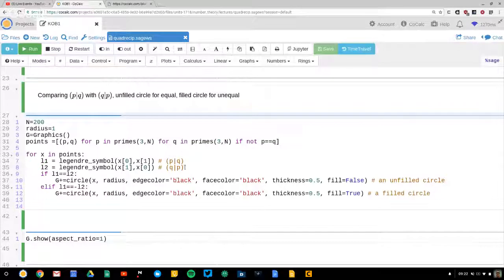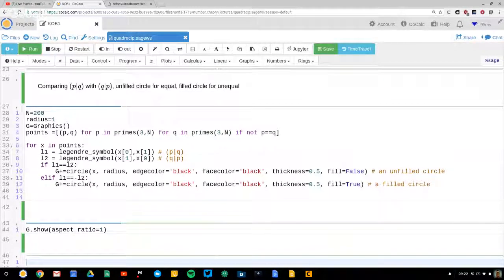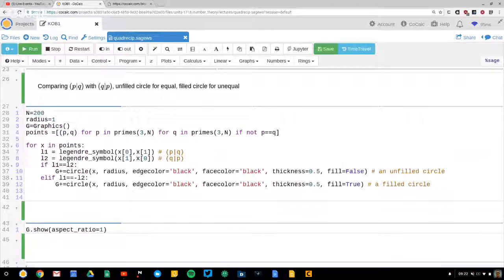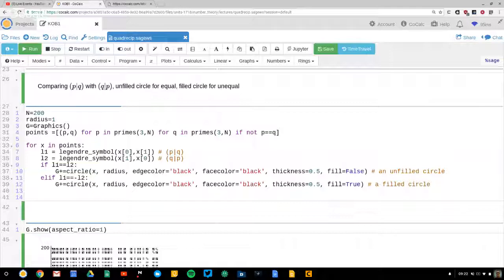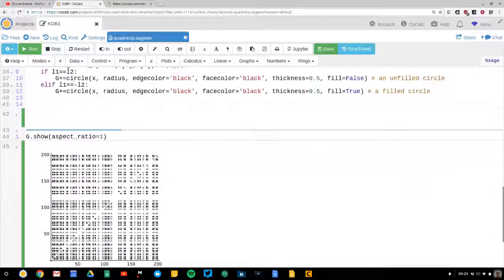Okay, so the code is structured quite similarly. In the for loop, we calculate the two Legendre values as L1, L2. So L1 is P mod Q, L2 is the other way around, Q mod P. And if L1 is equal to L2, we stick an unfilled circle, because we've got fill equals false. If L1 is equal to minus L2, the second part of the if statement, we do a filled circle, fill equals true. Okay, and we get this nice plot here.